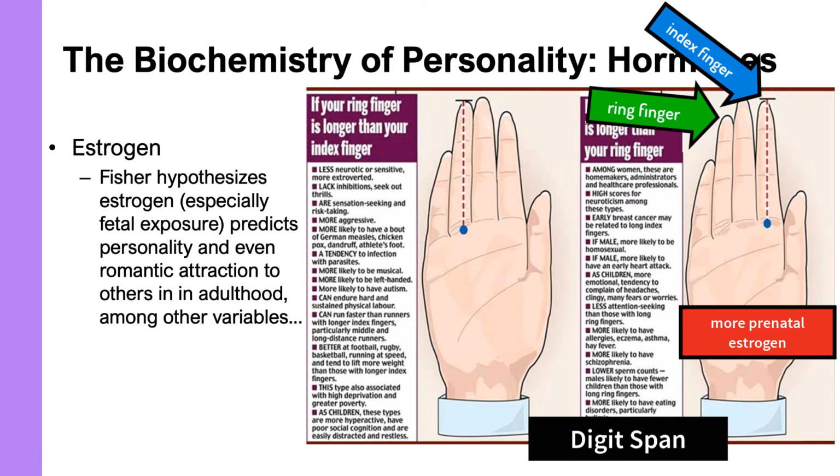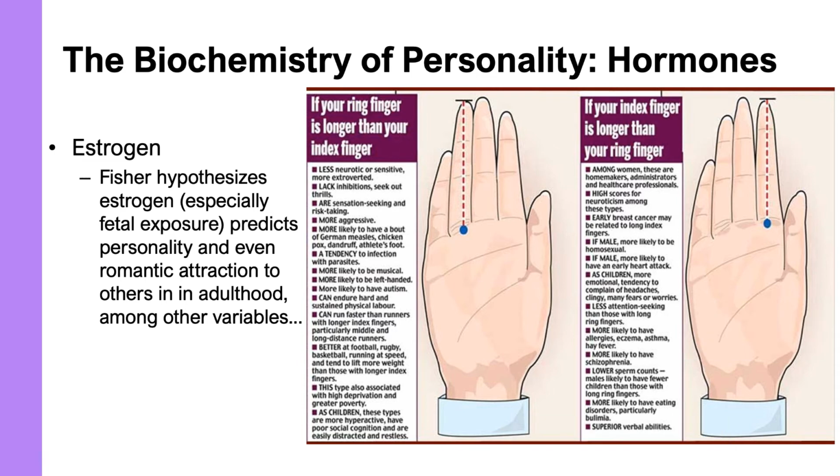This is the hypothesis anyway, that people with this pattern of having the index finger longer than the ring finger were exposed to more estrogen prenatally, and that influenced not only the development of their brain and possibly the development of greater nurturance and better verbal abilities, but also differences in the length of these digits.